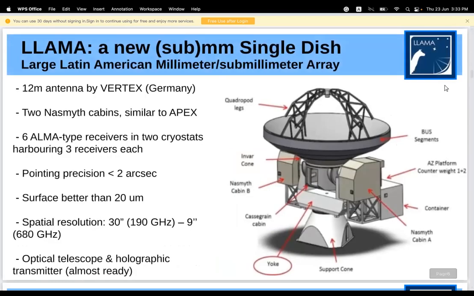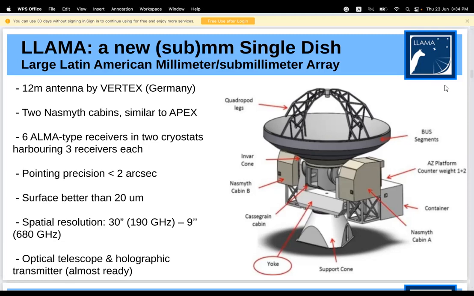This is a plot of the antenna, which is a 12-meter antenna like ALMA, but with two Nasmyth cabins, so it's similar to APEX. It will have 6 receivers, ALMA-type receivers, in the two Nasmyth cabins, where we are plugging the receivers into two cryostats, and we are also harboring some invited instrumentation.